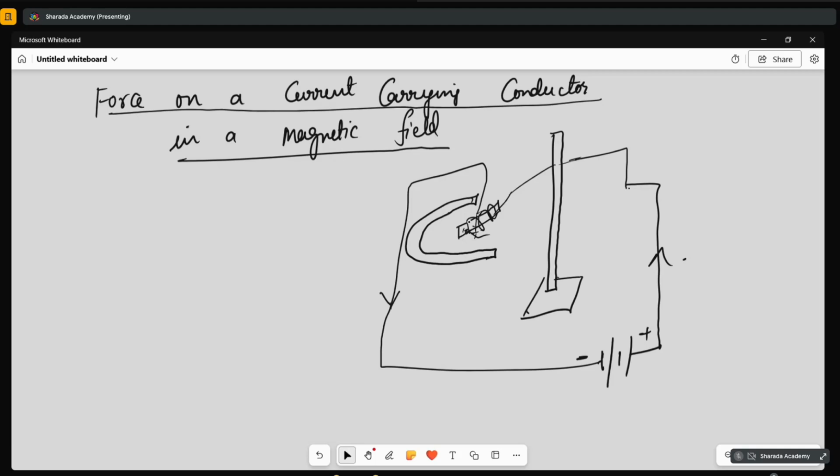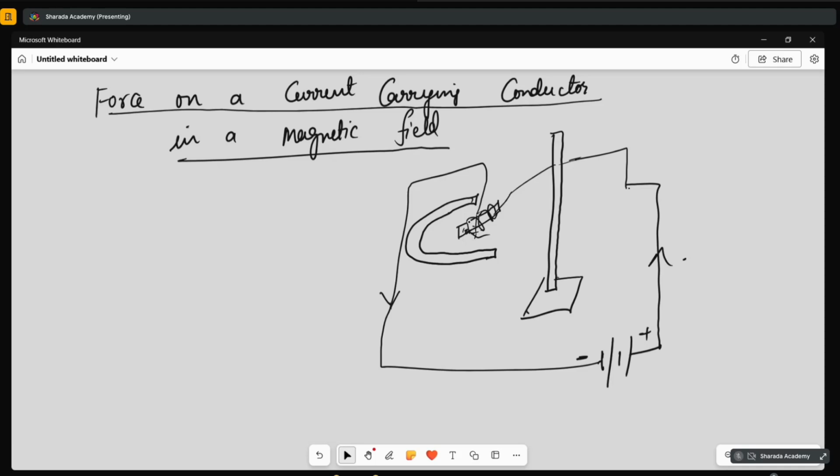So what do we observe here? First thing, when the current through the conductor is increased, the force on the conductor will also increase, because the magnetic field is increased. Second, when the direction of the current changes, the magnetic field around it will change. So there also it will experience the force, but in a different direction.